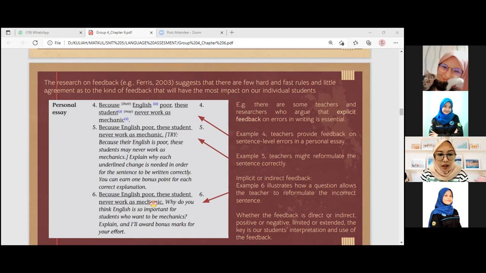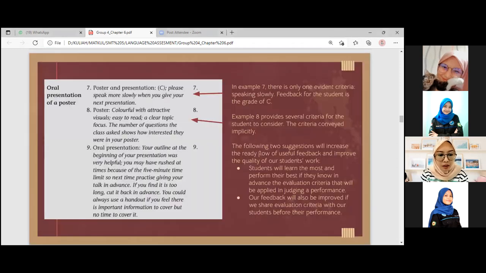Now, for examples 7 and 8 related to criterion reference and norm reference assessment. In example 7, there is only one evident criterion, speaking slowly. However, the real information or feedback for the student is the grade of C, which is norm reference. It means a student's posture is perhaps only average, it can be more or less average.